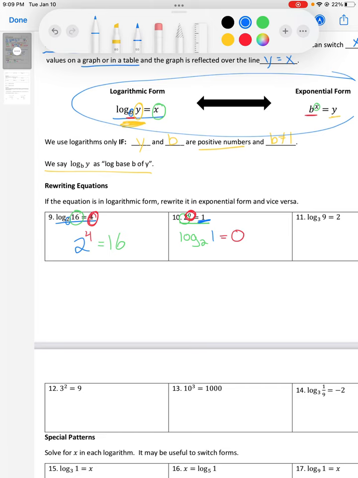So I want you to practice for question 11, 12, 13, and 14, switching back and forth. And again, just look up top here to help you switch back and forth between the two forms. So you can pause it and work on that.